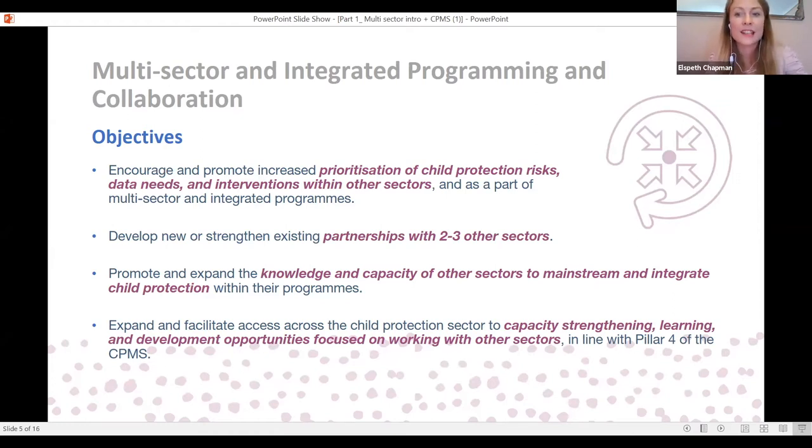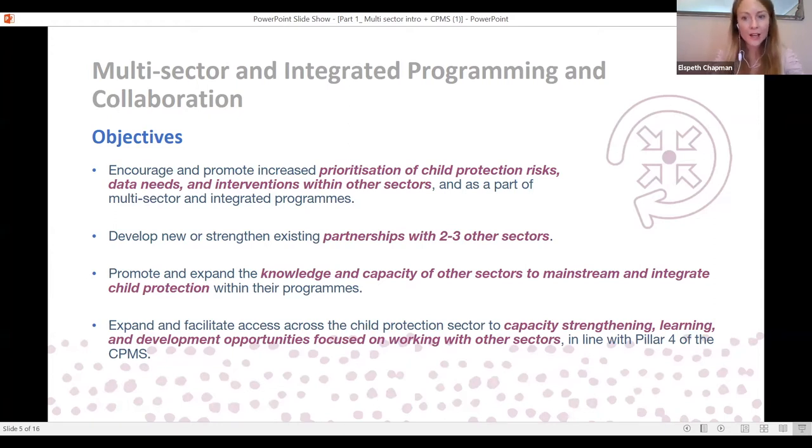to expand and facilitate access across the child protection sector to capacity strengthening, learning and development opportunities focused on working with other sectors. And this is in line with Pillar 4 of the CPMS. And also, as you can see, the focus on learning and development, which as was explained in the previous session, has an elevated status in this new strategy. So we don't have much time. So these are the four interconnected objectives, which you can read about more in the strategy.